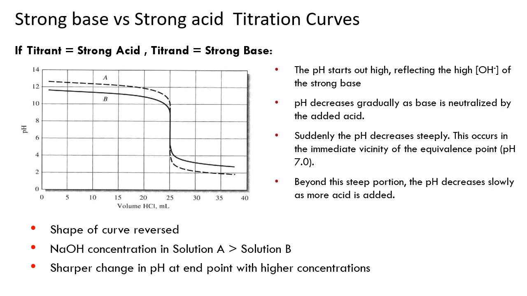And remember, one of the things I mentioned before was that we have a sharper change in pH at the endpoint when we have higher concentrations. So this is an example. This schematic just compares the titration curve with two different concentrations of sodium hydroxide, where solution A would be a greater concentration.